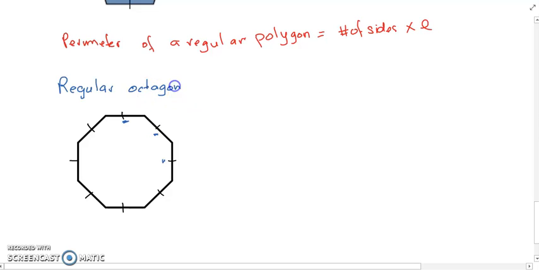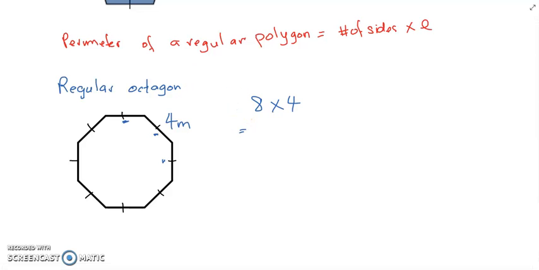Octagon, okay? How are we going to find the perimeter of this regular octagon? Let us pretend that this octagon, the sides were 4 meters. Huge octagon, 4 meters each side. We know that the formula, as we said up here, is the number of sides times the length. How many sides do we have? We have 8 sides. And we are going to multiply it by the length, which is 4. All right? 8 times 4.